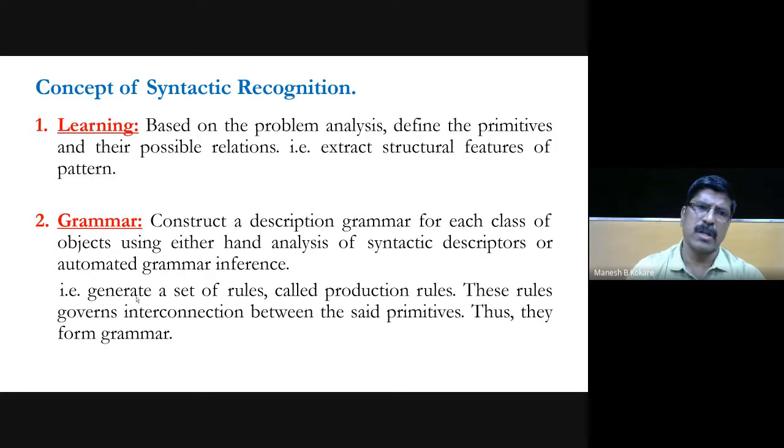What is the first stage? The first stage is learning. Based on the problem analysis, define the primitives and their possible relations. That is, you are extracting the structural features of the pattern in the first stage. Then the second one is that you have to construct the set of rules, that is, production rules, and that set of production rules is nothing but the grammar of that class. These rules govern the interconnection between the set of primitives, thus they form the grammar of that class. So for every class there will be a separate grammar, right?